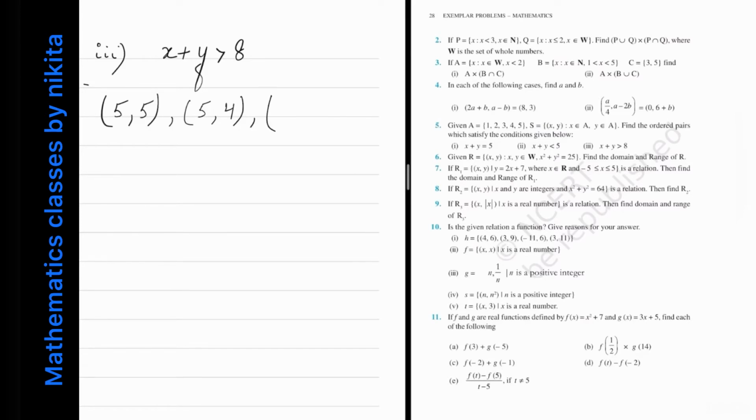Now put x equal to 4. If x is 4, y can be 5. Yes. If x is 4, y can be 4? No. So I'll stop here. Okay. So only 3 ordered pairs are there which satisfy this condition. So we have (4, 5), (5, 4) and (5, 5).